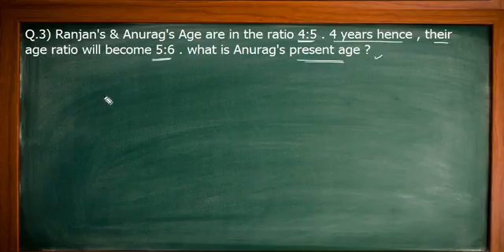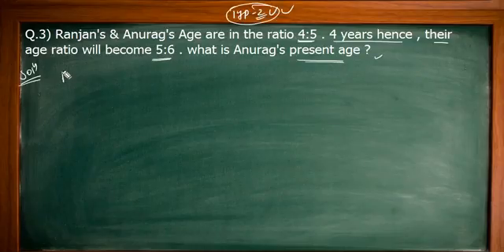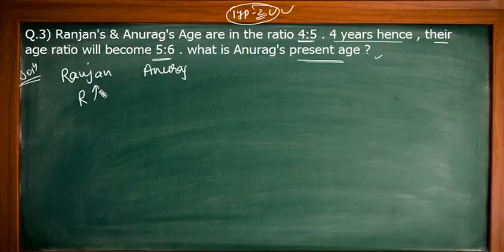Okay, so I think this is a very easy problem for you. You can solve it yourself also, but basically I'm giving you another type, that is type 2 here. There are basically two persons: the first one is Ranjan and the second is Anurag. R will denote Ranjan and A will denote Anurag.